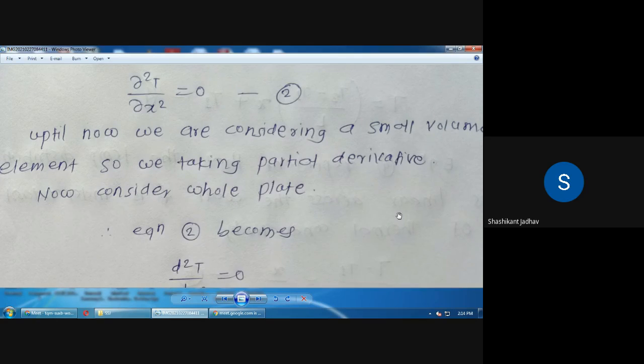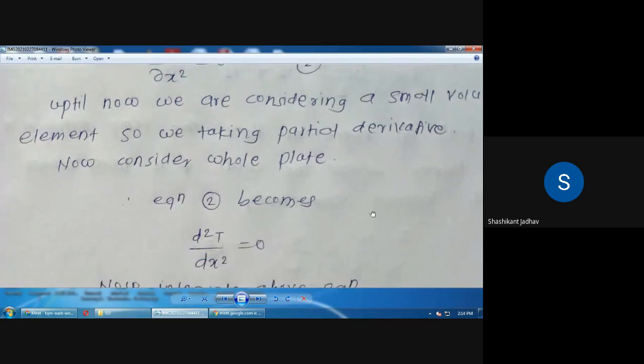So write down, equation 2 becomes d²T/dx² is equal to 0.